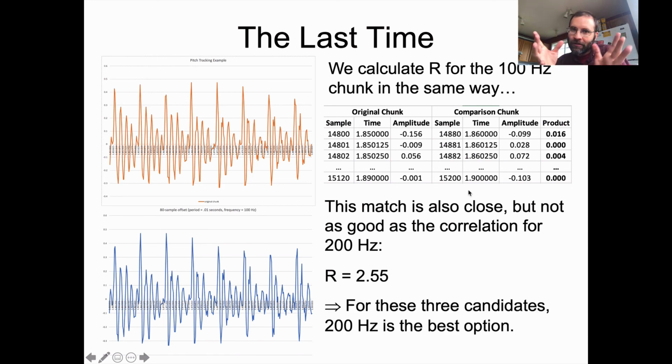So if we're only considering these three candidates, if we're only considering 100, 200, and 400, then we say 200 is the winner. It has the highest R value. So we say at this point in time, the fundamental frequency of this waveform is 200 hertz based on that tiny little analysis. And hopefully that makes sense. Ultimately, what you have to do after this one is take a step somewhere down the line, whatever your step size might be, and say, I'm going to calculate F0 again. Maybe it's going to be slightly different this time.